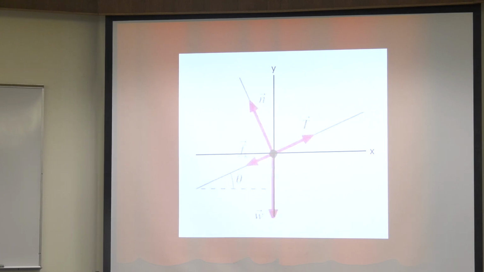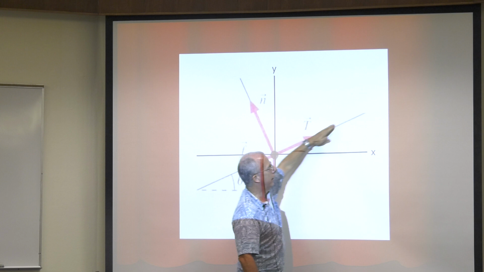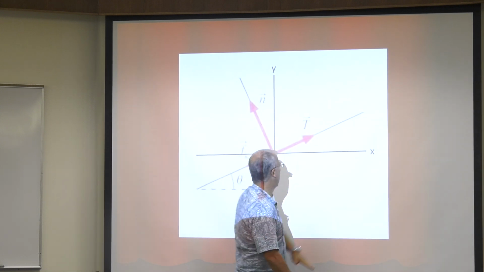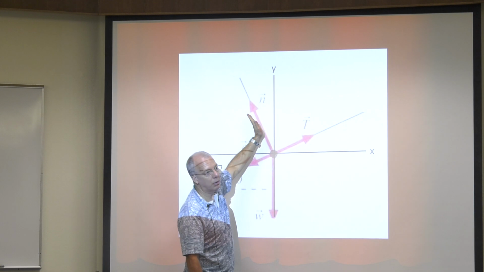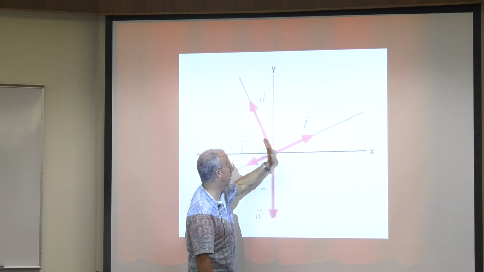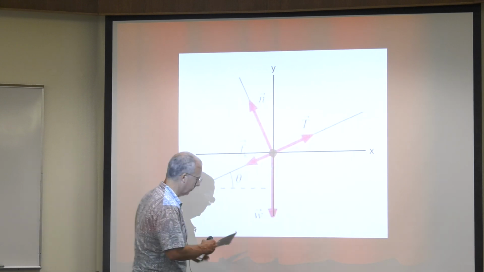So here is a more realistic problem. Let's say we're pulling something up a ramp. So here's the ramp. This is the tension. We're pulling it up. Here's the weight. Here's the normal. Normal is perpendicular. You should know that, right? Normal means perpendicular. There's the friction. There you go.